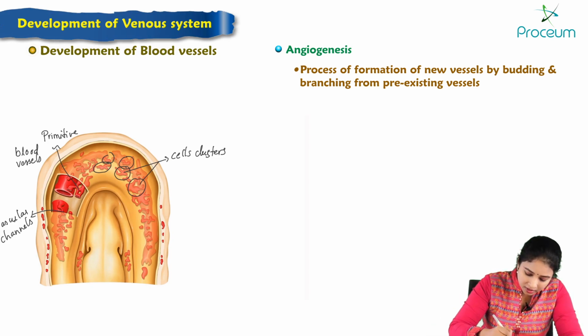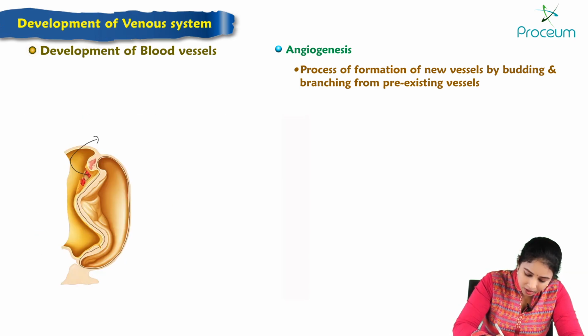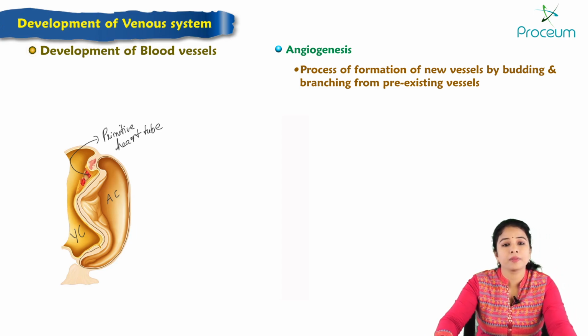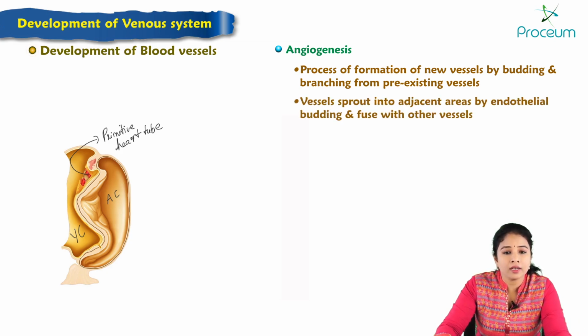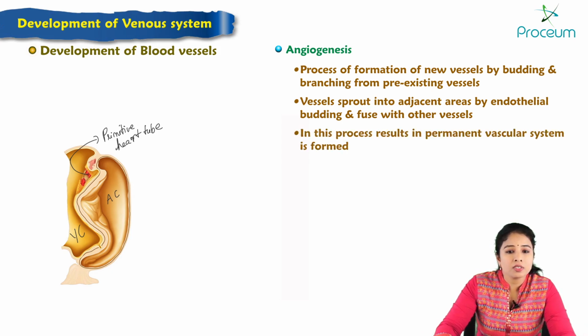So here we can see the budding and branching also from the vessels. So this is the primitive heart tube. And here is the sagittal view of the embryo showing the amniotic cavity and yolk sac cavity. And we can see the blood vessels which are budding from the existing blood vessels. So the vessels sprout into the adjacent areas by endothelial budding and fuse with other vessels. In this process, it results in a permanent vascular system. So finally we get a permanent vascular system.